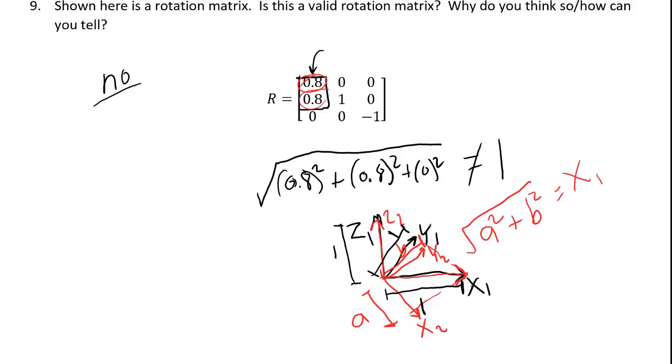So if x1 was rotated in such a way that it had a projection on the x2 axis, the y2 axis, and the z2 axis, we know that if we square each of those projections on x, on y, and on z, and then square root the sum, we would have to end up with the length of x1. And the length of x1 is always 1. So the easiest way to tell that this is not a valid rotation matrix is that the length of the axis turns out to not be 1.